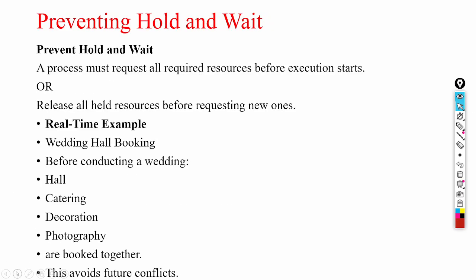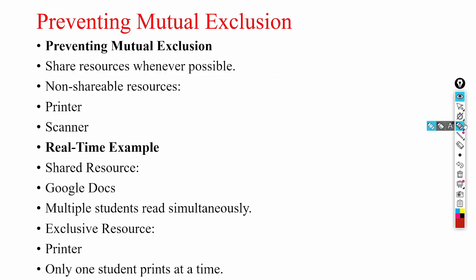Let's give one real-time example. Consider Google Docs. Students can read the same document at the same time. Now consider a printer. If you take Google Docs as an example, many students can use it simultaneously. But if we take only one printer, that is an exclusive resource. The printer is an exclusive resource. This is the difference between shareable and non-shareable resources.